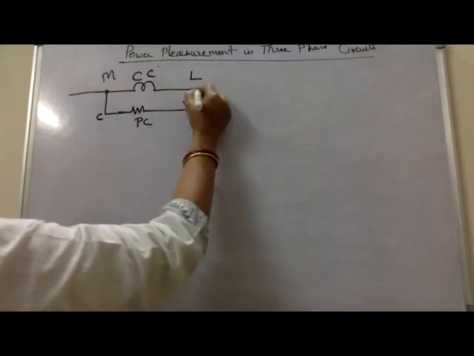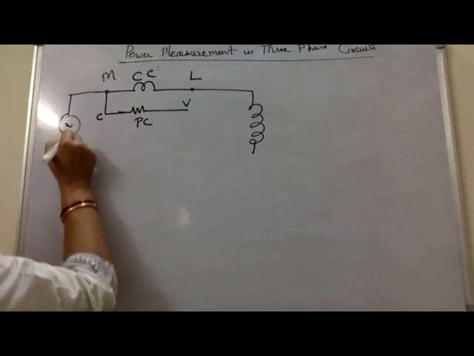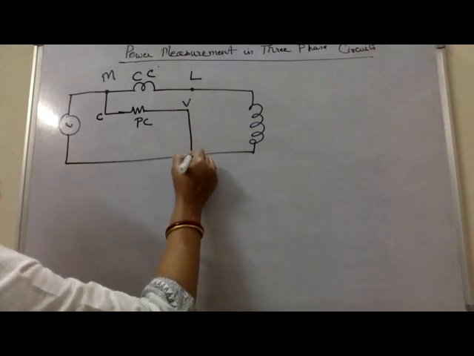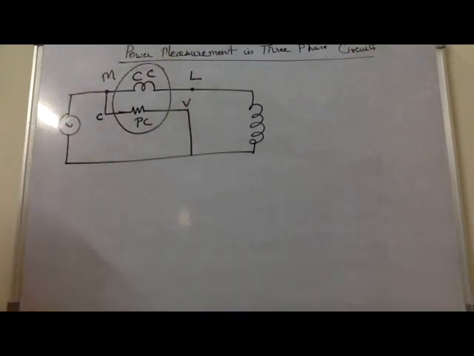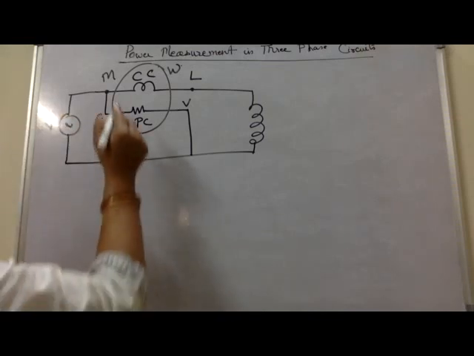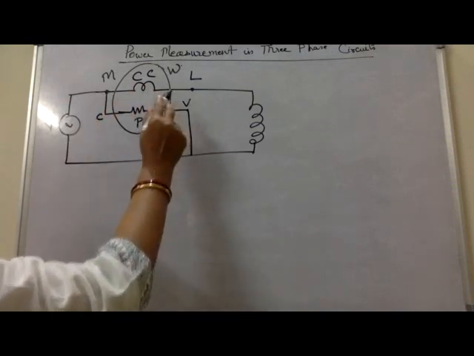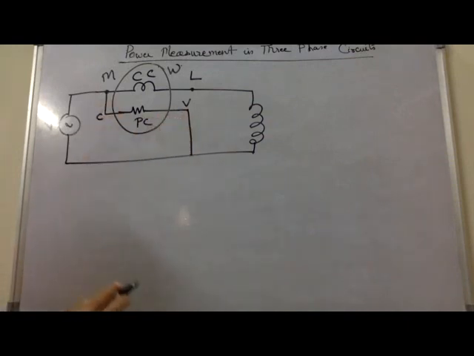Now if we connect this wattmeter to a given single phase load, suppose this is a load and here is your supply, the current coil will be connected in series to the load and the voltage coil will be connected in parallel to the supply. This is the normal connection of the wattmeter, with one current coil and one pressure coil. The current coil is connected in series like the ammeter and the pressure coil is connected in parallel like the voltmeter.